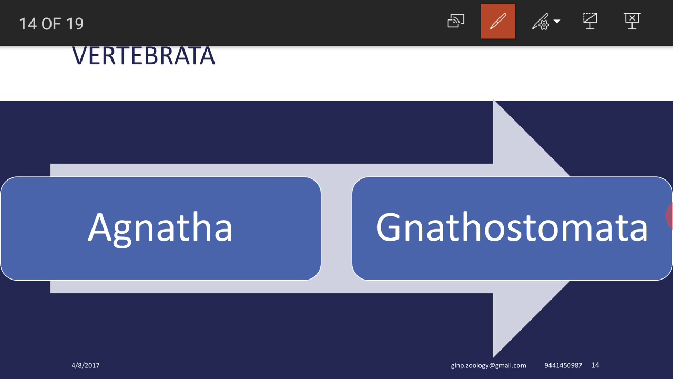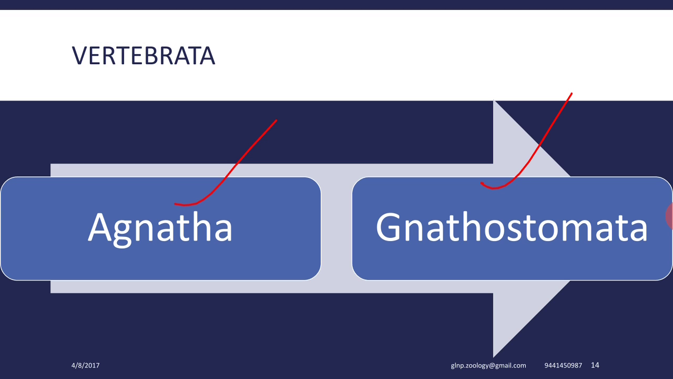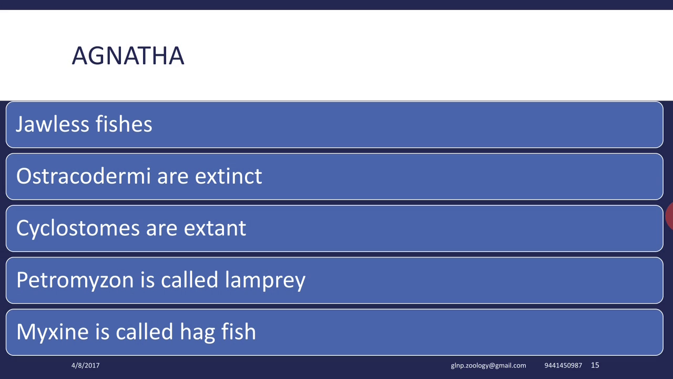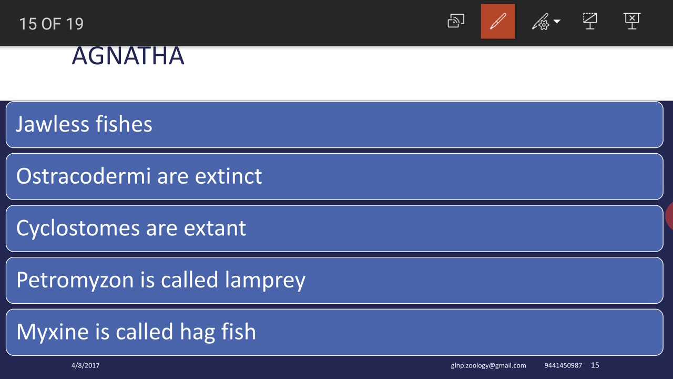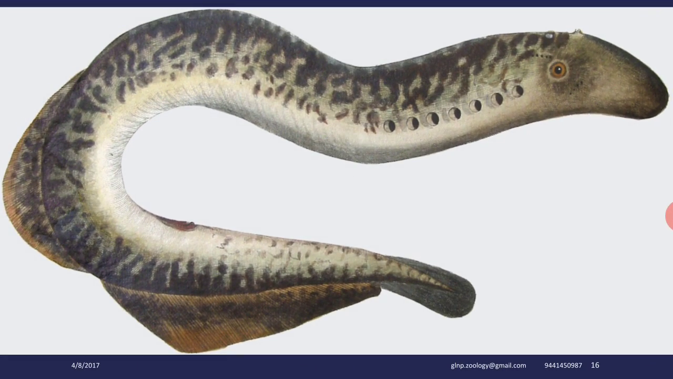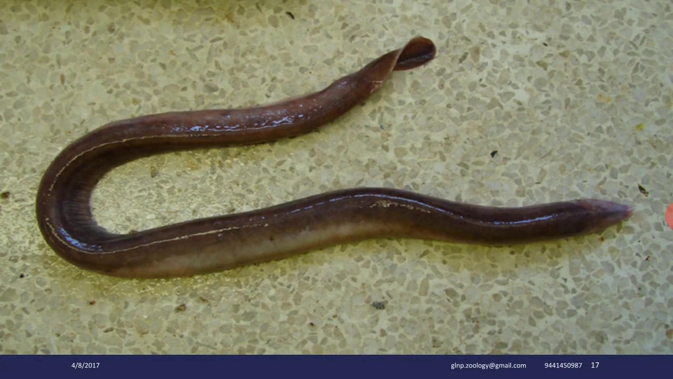Vertebrata. Based on the presence of jaws, vertebrates are classified into Agnatha and Gnathostomata. Agnatha are characterized by the absence of jaws, whereas Gnathostomata is characterized by the presence of jaws. Under Agnatha, there are two categories, namely Ostracoderms and Cyclostomes. Ostracoderms are called jawless fishes. Cyclostomes are living agnathans. Petromyzon is the best example. Petromyzon is also called lamprey. This exhibits anadromous migration. Myxine is called hagfish. So this is Petromyzon and this is Myxine.